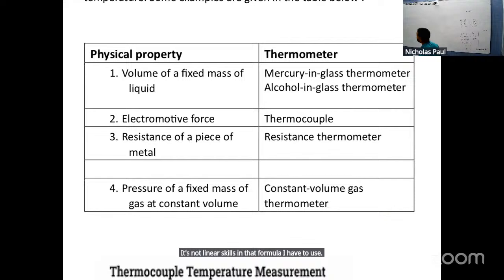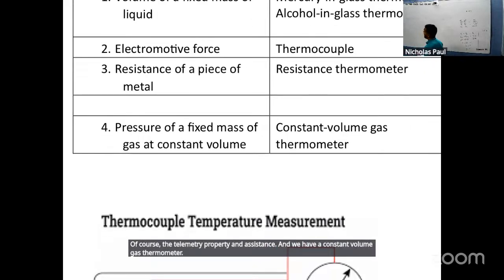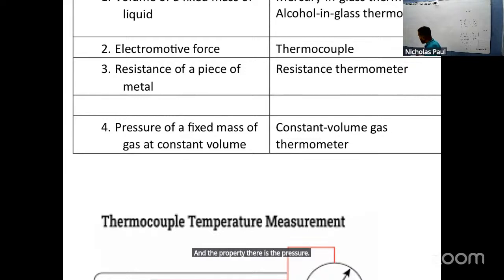Our next thermometer is called the resistance thermometer, and of course the thermometric property is resistance. And we have a constant volume gas thermometer, and the property there is the pressure. So as pressure changes, you'll get a temperature reading. We will look at the fourth one a little bit closer later.